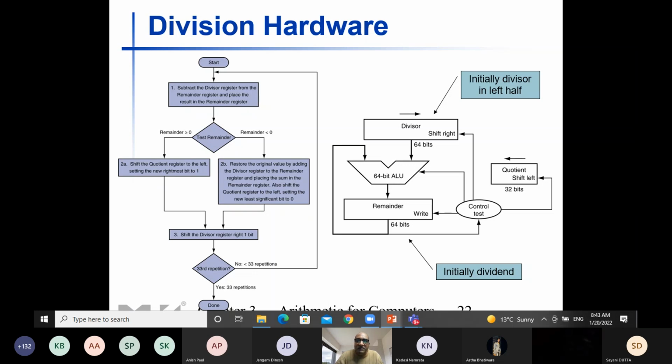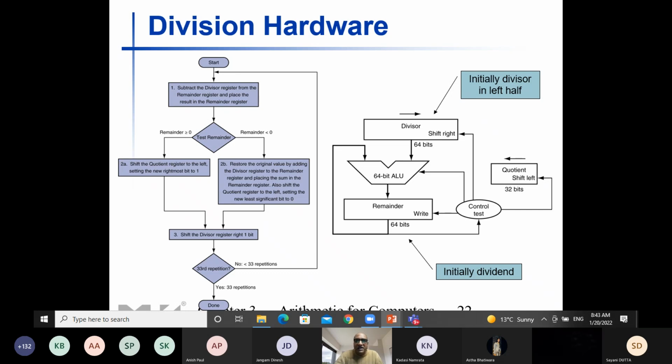That means we are subtracting the divisor from the dividend, and then we'll see the result, and based on that we'll try to update. So in the first step the divisor will be subtracted from the remainder, which is nothing but the dividend, and then we'll see the remainder. In the first subtraction we'll see whether the remainder is positive or negative.